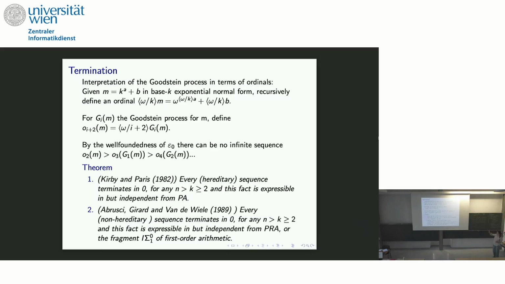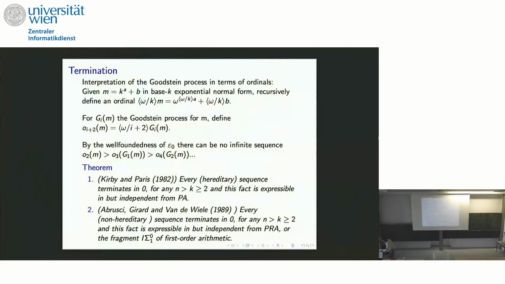We'll have it. Now, these two theorems, the first one by Kirby and Paris in the 80s, they were the ones that actually proved that this process is independent from PA. And this independence from PA is for the hereditary normal forms, and the independence from PRA, later, is for non-hereditary ones. So in the example that we had, it means writing 16 as 2 to the 4 and stopping there.